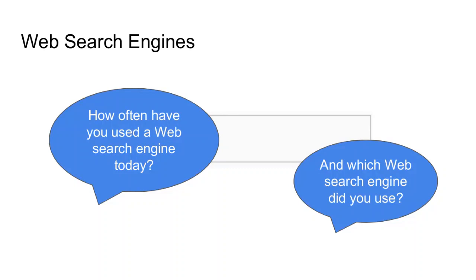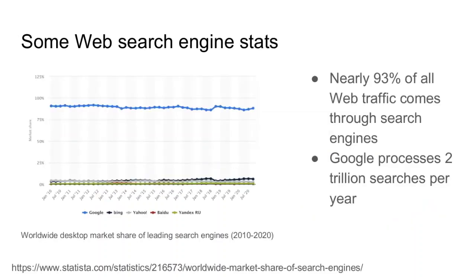And I'm not surprised, to be honest, to see this, because if you look at some stats and you see this figure that we have here, this is from Statista. You can see the URL here from where I just took a screenshot. This is the worldwide desktop market share of leading search engines over the last 10 years. And you see that the blue line over here is Google. It's in the kind of 80s or 90% of people who use Google as their main web search engine. This is quite interesting, especially considering what is written on the right side here. In fact, nearly 93% of all web traffic comes through search engines. That means that 93% of all visits to web pages are started by a search engine. On top of this, we can see that Google processes right now 2 trillion searches per year.